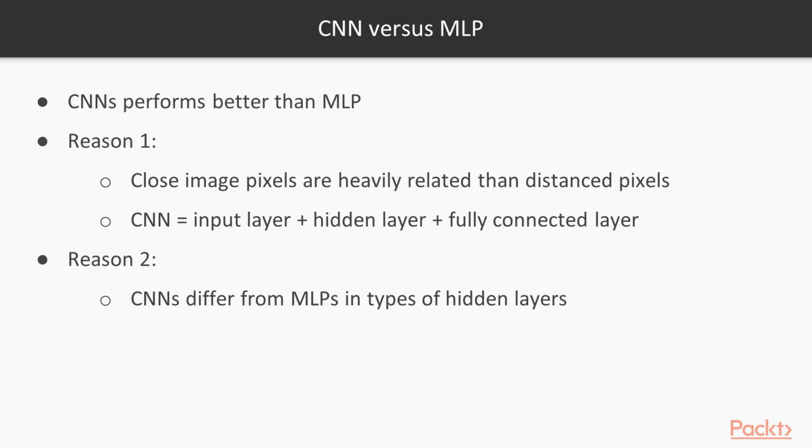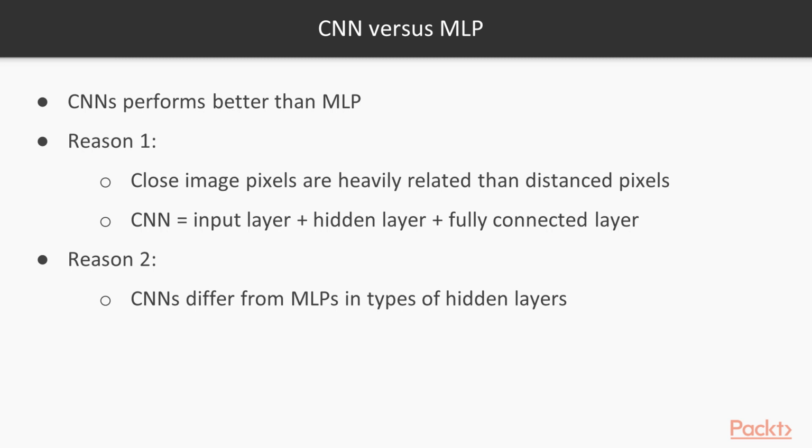In the case of real-world image data, CNNs perform better than multi-layer perceptrons, MLPs. There are 2 reasons for this. Unlike MLPs, CNNs understand the fact that image pixels that are closer in proximity to each other are more heavily related than pixels that are further apart. Also represented as CNN equals input layer plus hidden layer plus fully connected layer.